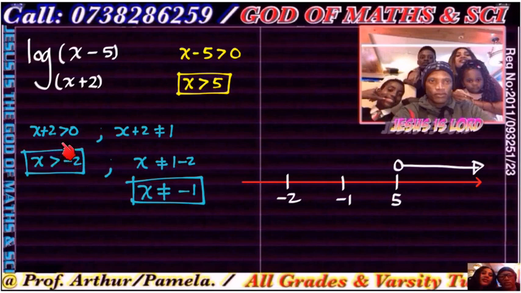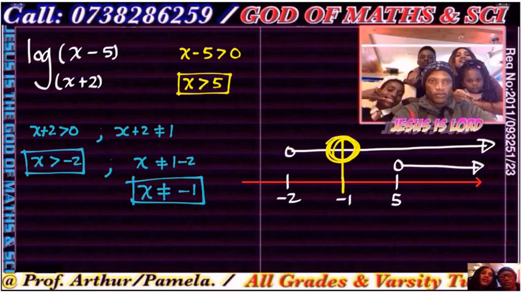Minus 1 is found here, where I'm circling. That means on that line I must have a hole. There must be a hole here, the bubble there. It's open there, because that means I can go greater than minus 2, skip the minus 1, and then you go on. So if you want to write it one time, you can actually bring it like this.